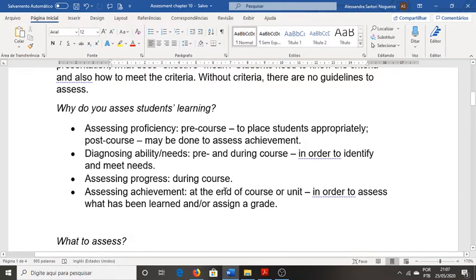So there are many reasons why you assess. Sometimes it's unfair. You assess students because you just need a grade because your institution asks you to give them a grade. Or sometimes you assess students because you have to understand what the next steps are.